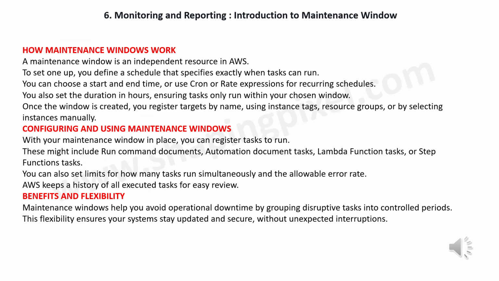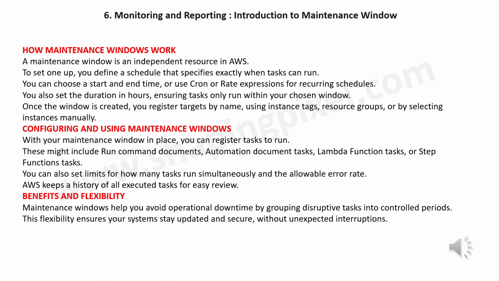In Amazon Web Services, or AWS, maintenance windows are a powerful way to schedule potentially disruptive administration tasks. Instead of running updates or patches manually, you can automate these actions to occur during a specific, predefined period, minimizing impact on your workloads. A maintenance window is an independent resource in AWS.